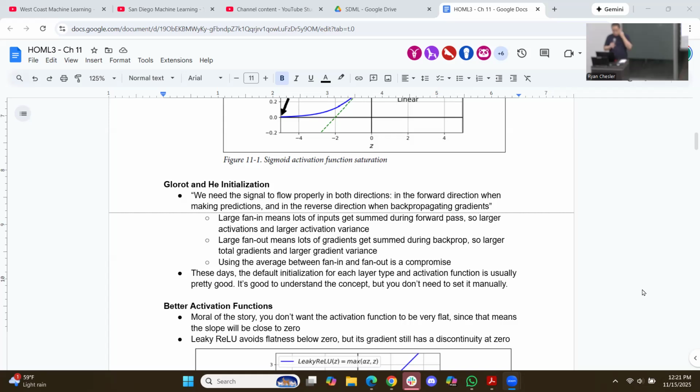So the good news is that most of the time, whether you're using PyTorch or using Keras, you don't really need to worry about initialization. It's going to have a default initialization, and you can just use that. So it's a good concept to understand.